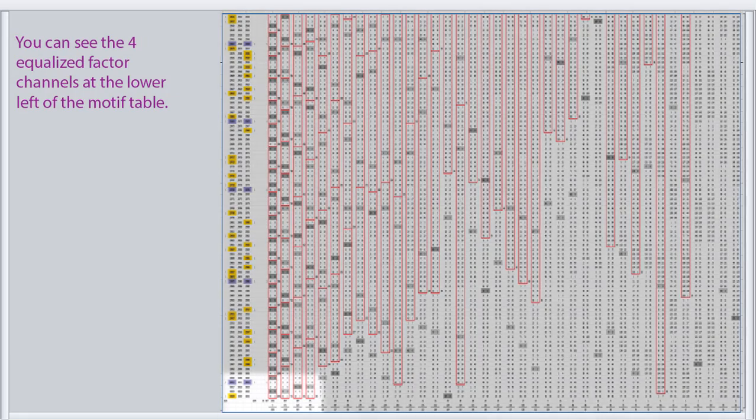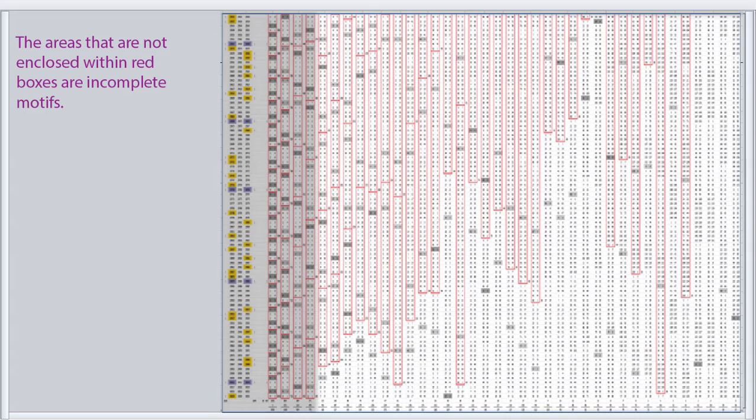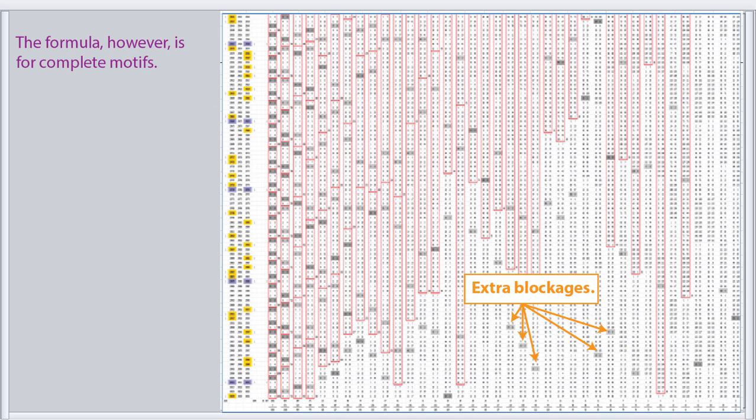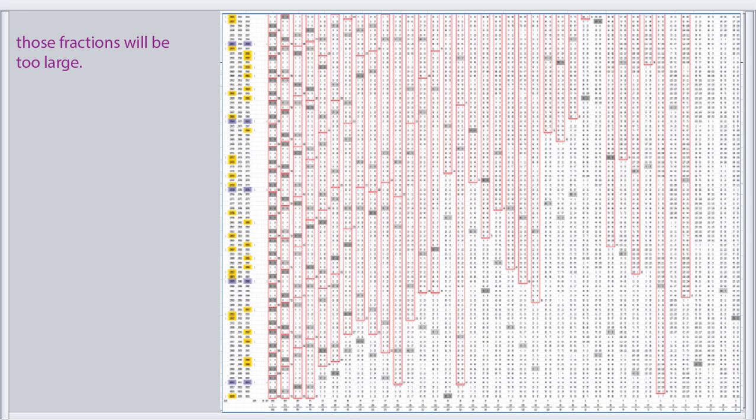You can see the 4 equalized factor channels at the lower left of the motif table, but consider the 34 channels that come after. The areas that are not enclosed within red boxes are incomplete motifs. The reason we can't use a lambda setting of 2 is that these incomplete motifs have extra blockages. The formula, however, is for complete motifs. Thus, if we subtract 2 from the factor values in the numerators of the fractions that are used, those fractions will be too large. The result will be an overcalculation of the twins' count.